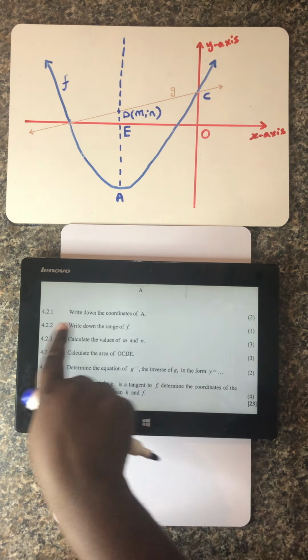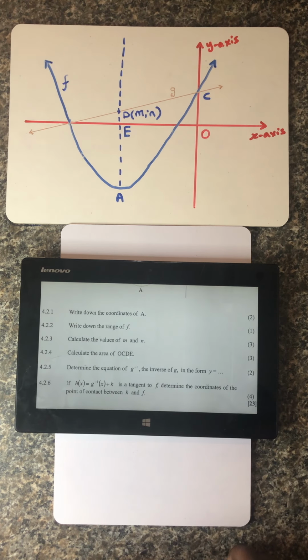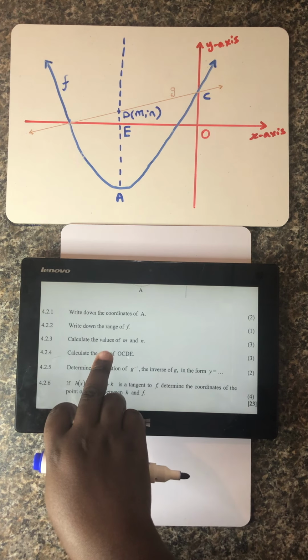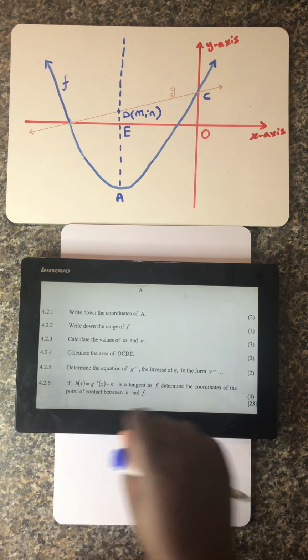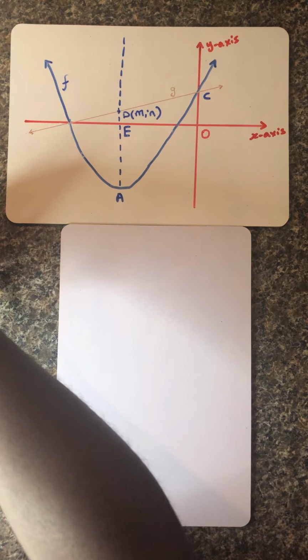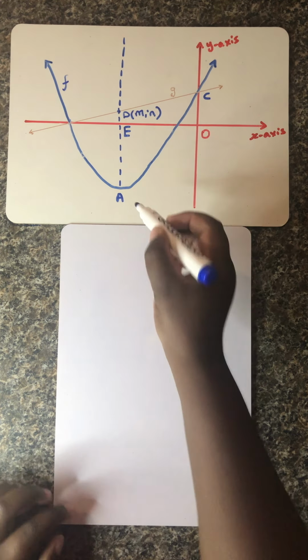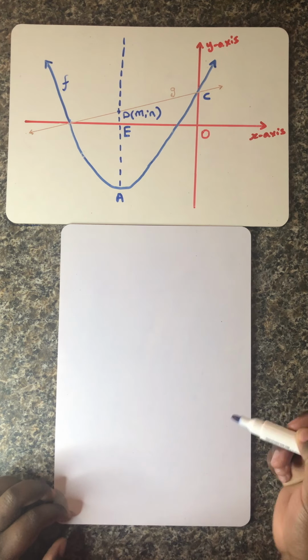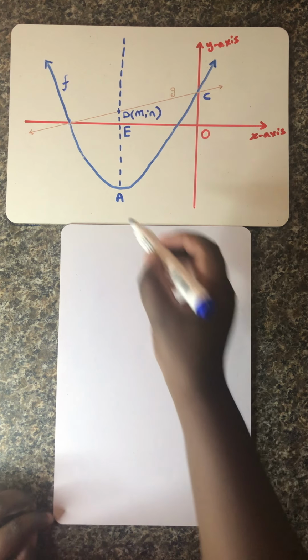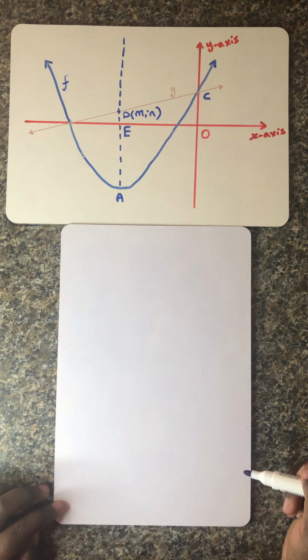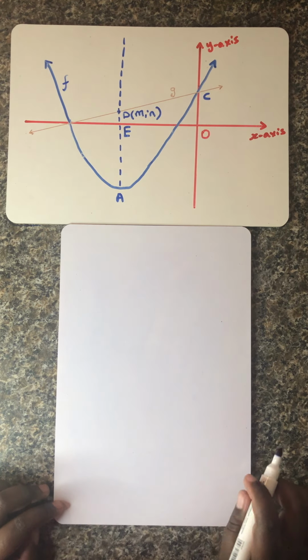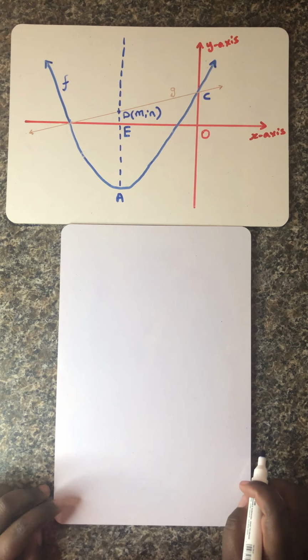So guys, you should be able to read all of this information. 4.2.1, write down the coordinates of A. We have redrawn that graph, and we know what A is. We have talked much about A. We know A refers to the turning point of that graph.